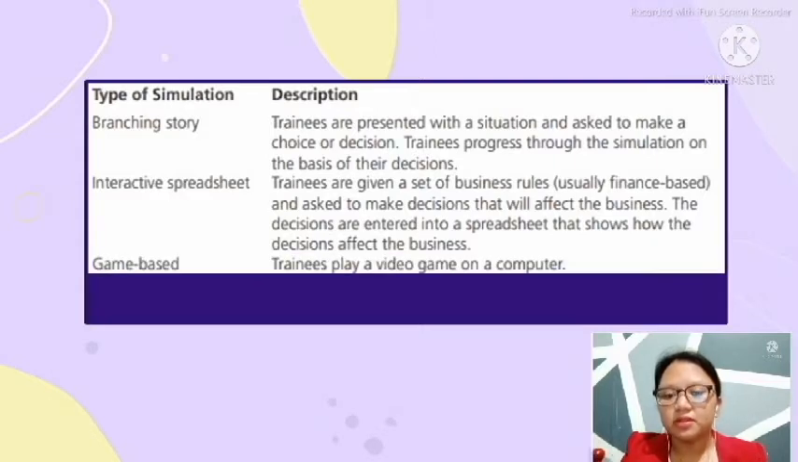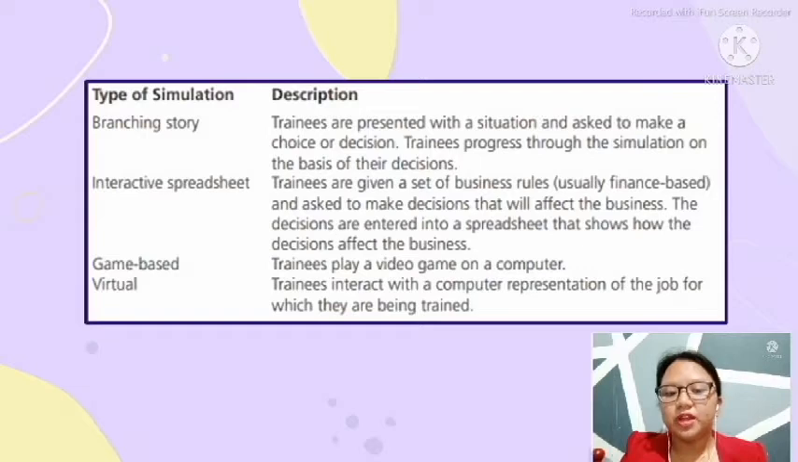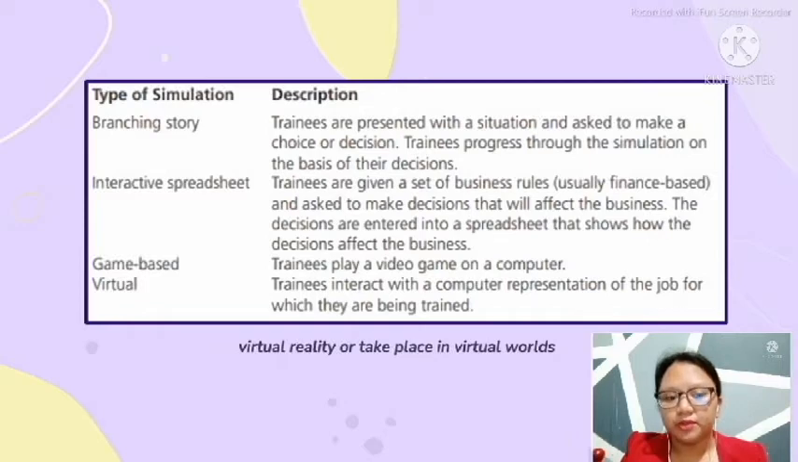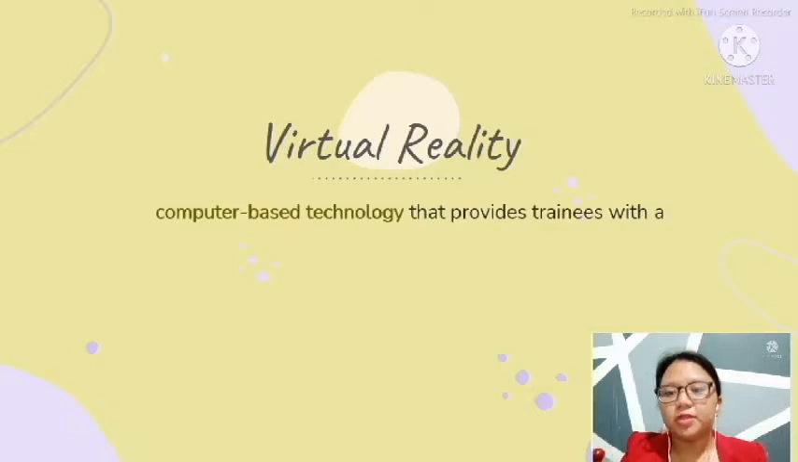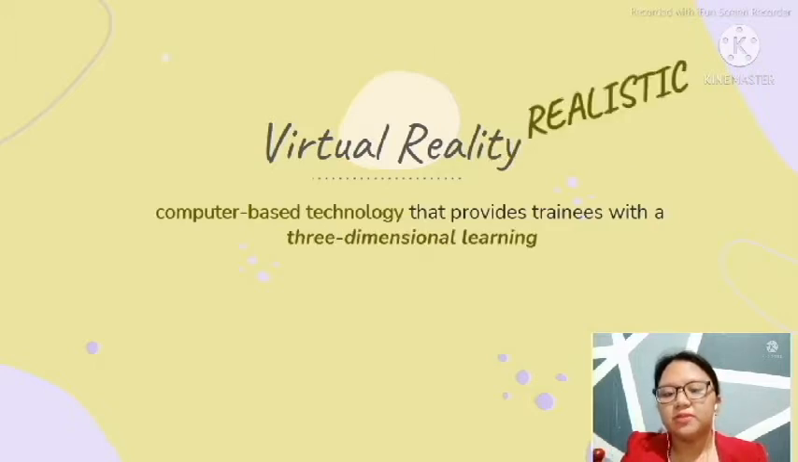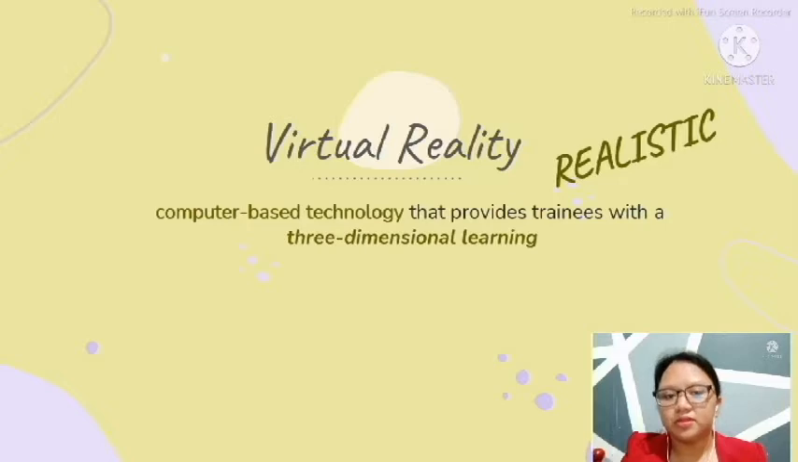Next is game-based. Trainees play a video game on a computer. And last is virtual. Trainees interact with the computer representation of the job for which they are being trained. Some simulations include virtual reality or take place in virtual worlds. What is virtual reality? Virtual reality is a computer-based technology that provides trainees with a three-dimensional learning experience. This allows simulation to become even more realistic.